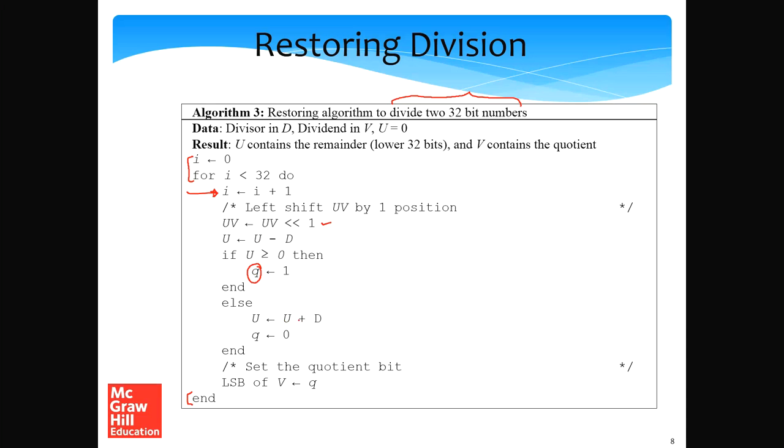Otherwise, we restore the value of U. So U becomes its old value. That's the reason it's called a restoring division. Initially we subtracted, but if we find that the result has become negative, then we add the value of the divisor back to U. So U becomes its old value, and we set Q to 0. And then we set the quotient bit, the least significant bit of V, to Q. Alright, so that's what we do.